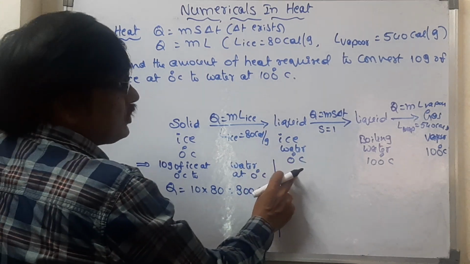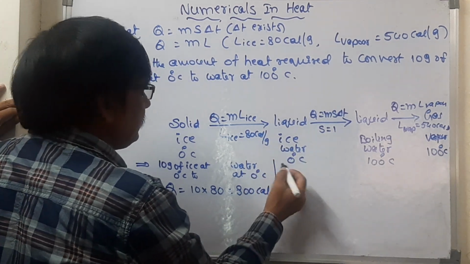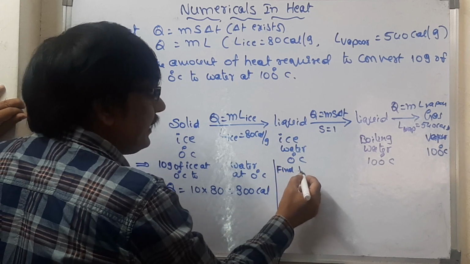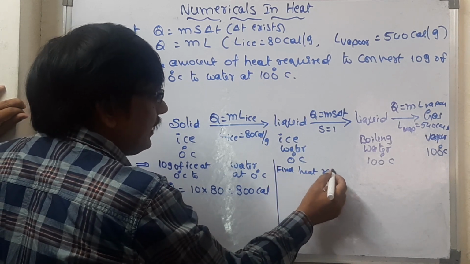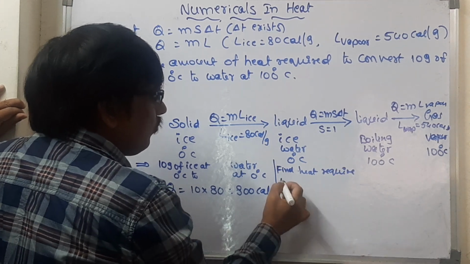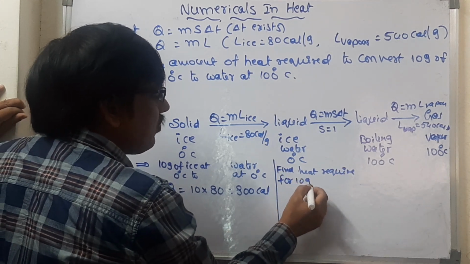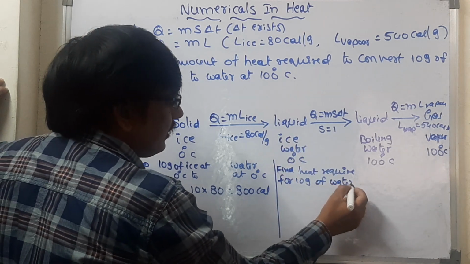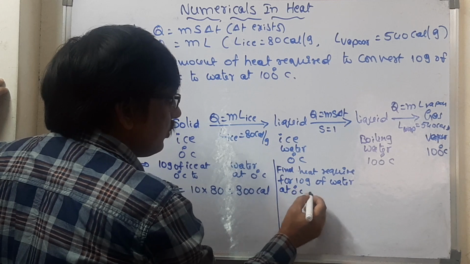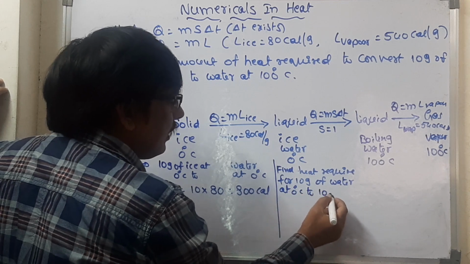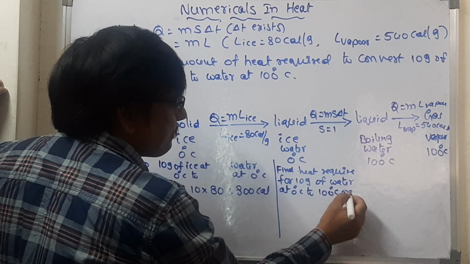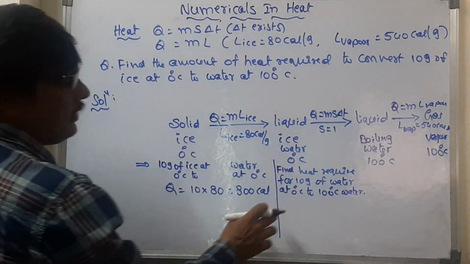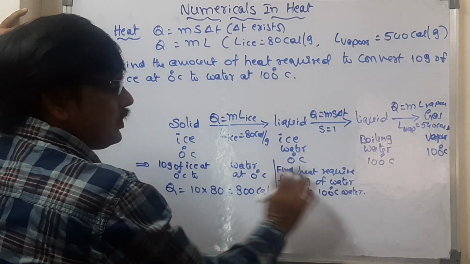Now let us go with this one. Now find the amount of heat. Find heat required for 10 grams of water at 0 degree Celsius to 100 degree Celsius water. So here what is changing? Temperature is changing. Did you notice that? Temperature is changing, 0 degree Celsius to 100 degree Celsius.